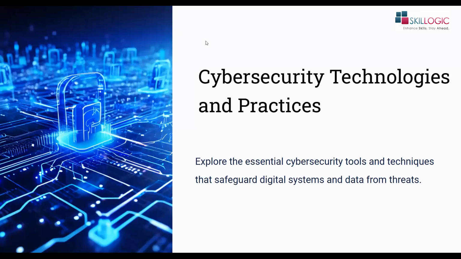Everyone. So today let us understand about cybersecurity technologies and practices. If you want to protect your company or organization's network infrastructure, or if you want to mitigate attacks, it may be a DOS attack. They can try to crash your server. So many types of attacks are there, like DOS attacks.